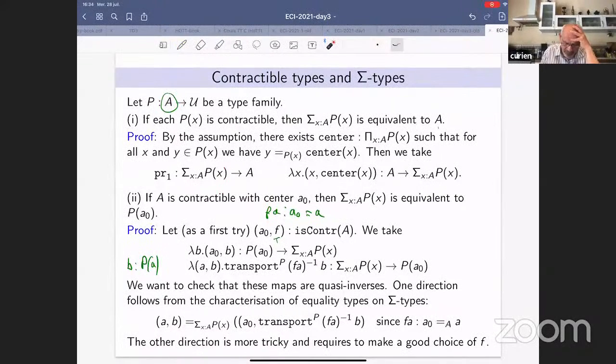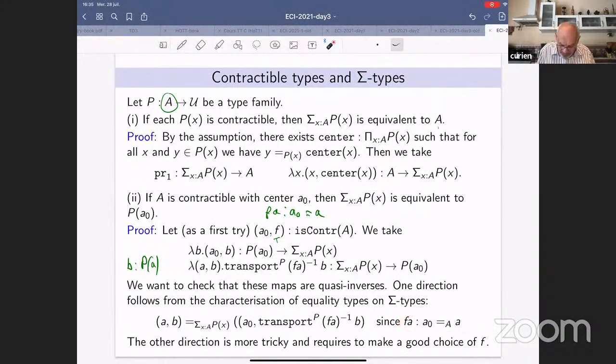If we start from an A, B, so from this type here, and we apply first this function, we get this term here. And then we apply the other function, so we get the pair A0 and this term. This is one composition of these two functions, and we have to prove that they are equal. And this is okay, because it follows by the characterization of the equality on sigma types. We need a proof that A is equal to A0, but this is just f A.